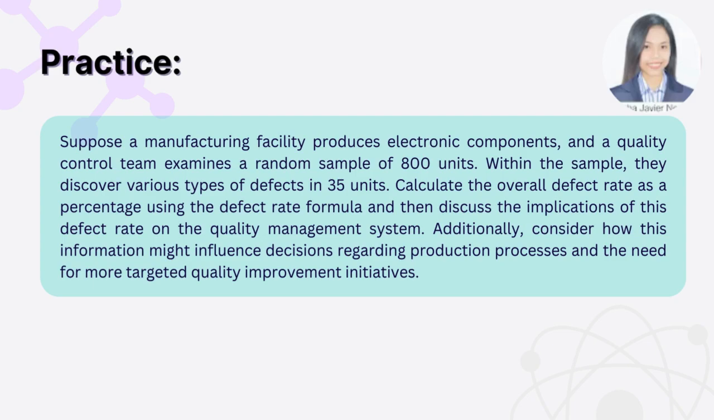Here we have a practice problem. Pause the video if you need more time to calculate the problem. Suppose a manufacturing facility produces electronic components and the quality control team examines a random sample of 800 units. Within the sample, they discover various types of defects in 35 units. Calculate the overall defect rate as a percentage using the defect rate formula and then discuss the implications of this defect rate on the quality management system. Additionally, consider how this information might influence decisions regarding production processes and the need for more targeted quality improvement initiatives.